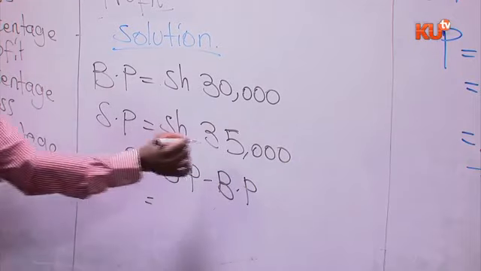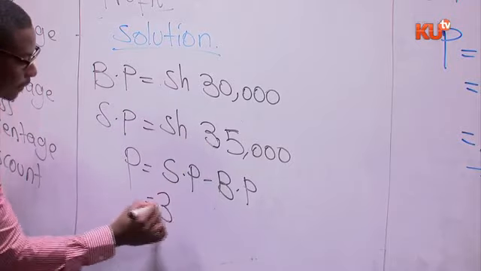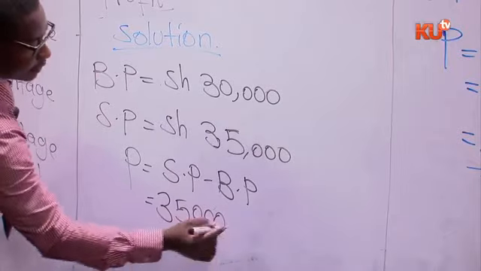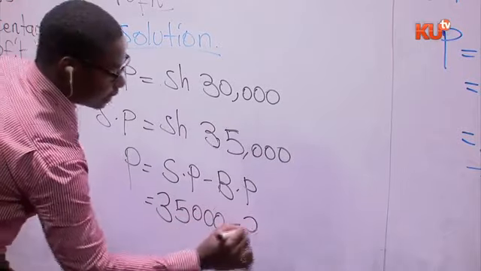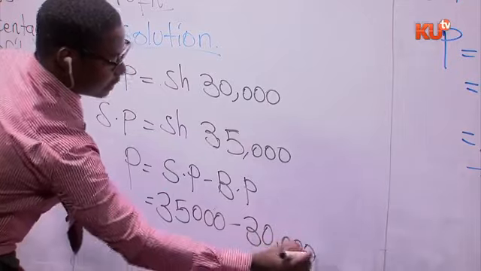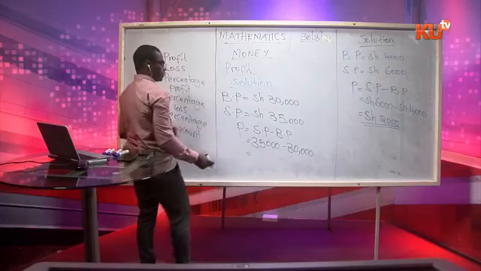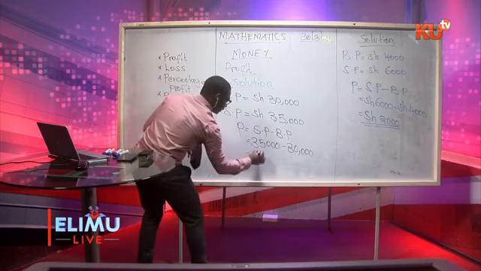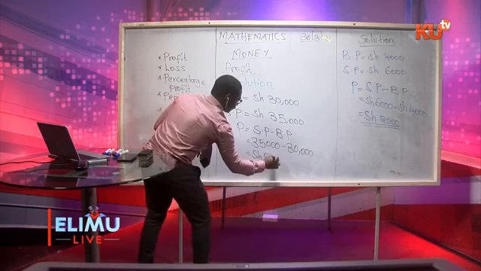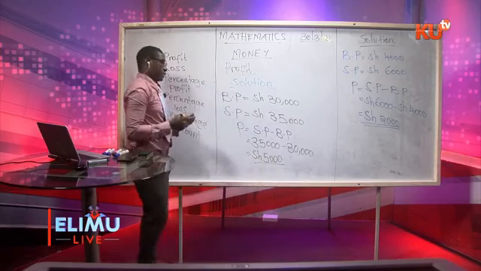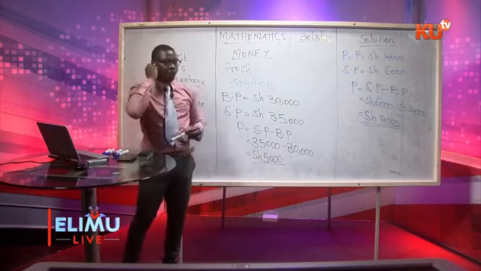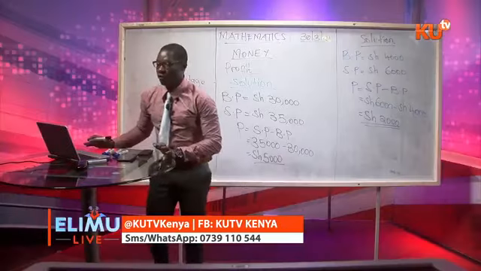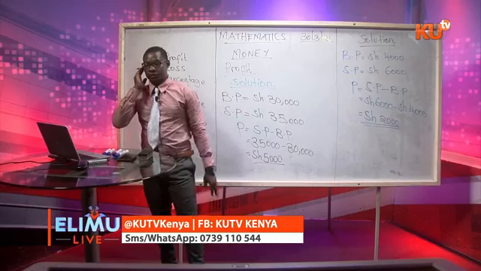So our selling price is 35,000. You write your 35,000, then we take away 30,000. When you take away 30,000 from 35,000, your answer is 5,000. So the profit made from the sale of this television was 5,000. And that is how we find the profit of an item.